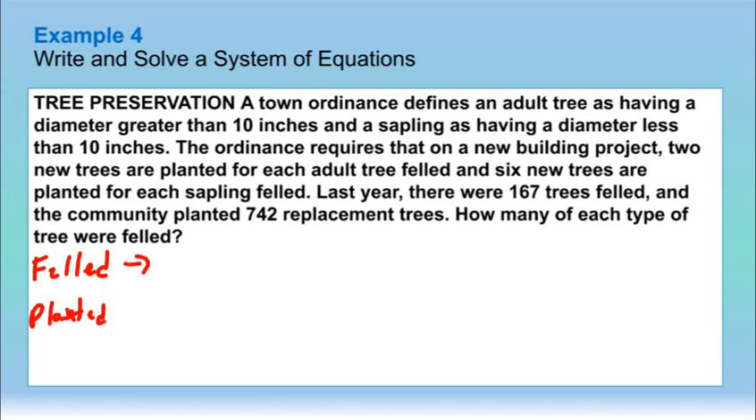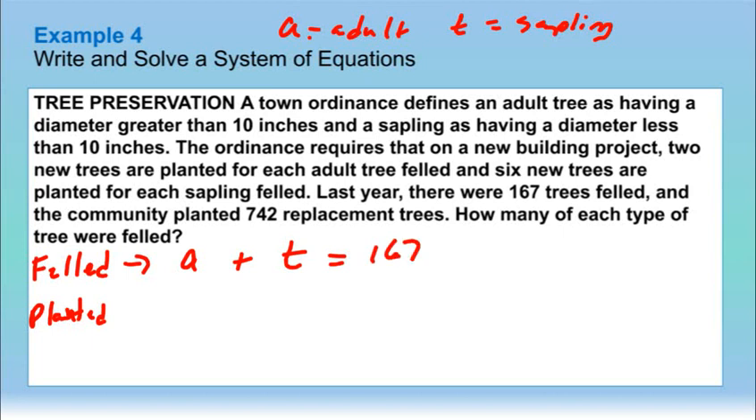So for the felled trees, I'm going to use A for adult and T for the saplings. Okay, so the felled trees, we know A plus T has to equal 167 because 167 trees fell.